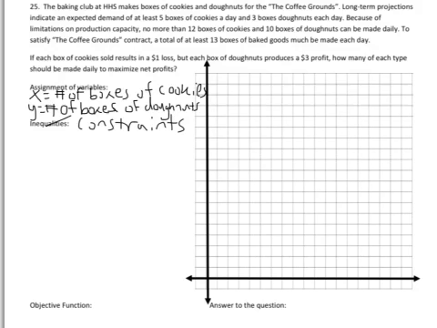Alright, so next we want our inequalities, or constraints, excuse me. So we're going to start with our long-term projections, which indicate an expected demand of at least 5 boxes of cookies a day and 3 boxes of donuts each day. So those are going to be two separate inequalities. Our boxes of cookies are X, that's the number of boxes of cookies, and we want at least 5 of them, so it's going to be X is greater than or equal to 5. And the other part will be 3 boxes of donuts each day.